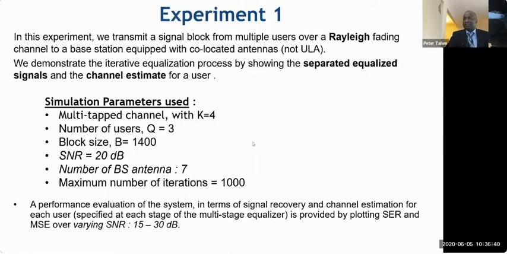So in the experiment we conduct here, we transmit a signal block from multiple users over a Rayleigh faded channel to a base station with co-located antennas. Now at this point, it's not a ULA. So we want to visualize how we get our separated equalized signals and also the channel estimates. And these are the parameters used. And this is done with 1,000 iterations. Here we have the number of users being 3. And again, we also vary the SNR in order to be able to evaluate the performance of our system over varying transmit signal-to-noise ratio.